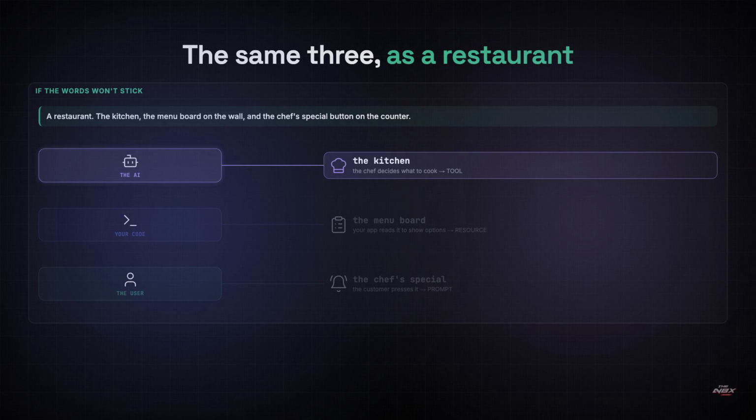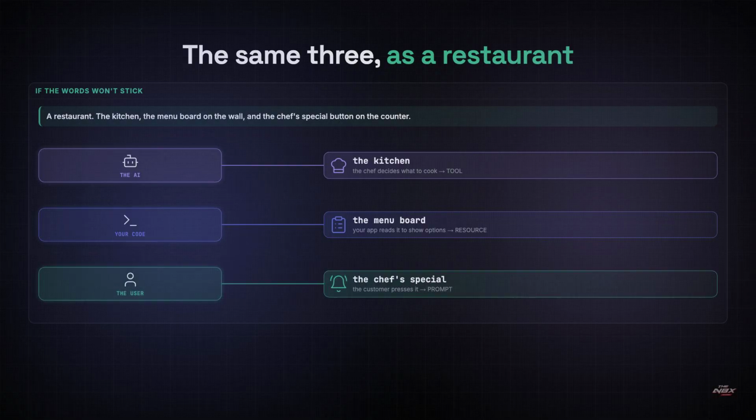The kitchen is your tools. An order arrives and the chef decides what to cook. You don't stand there instructing them, and that's exactly how Claude uses a tool. The menu board is your resources. Your app reads the board to show the customer what's available, and the board doesn't decide anything on its own. And the chef special button is your prompts. Nothing happens until a customer presses it, and then a carefully designed sequence kicks off.